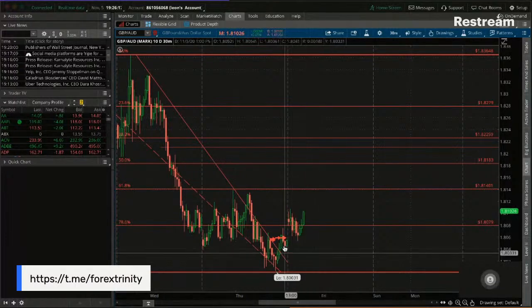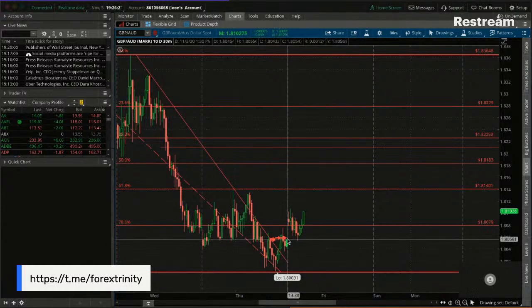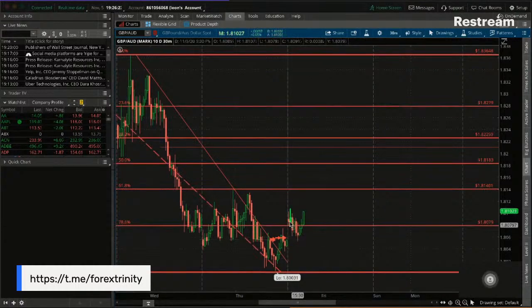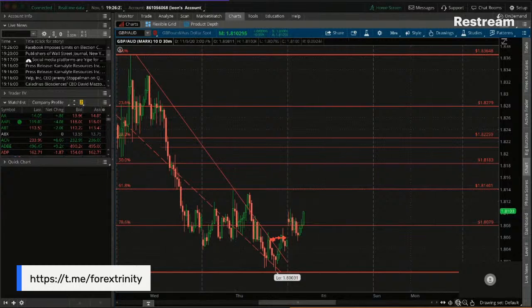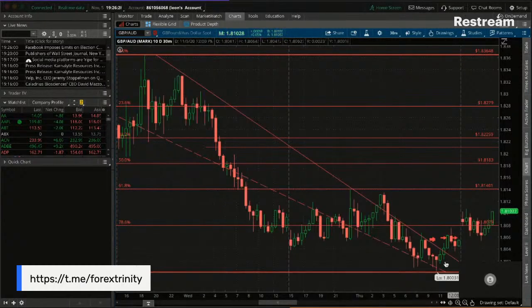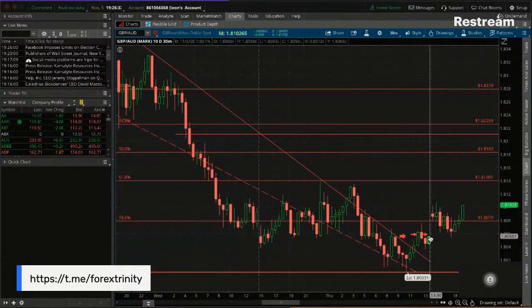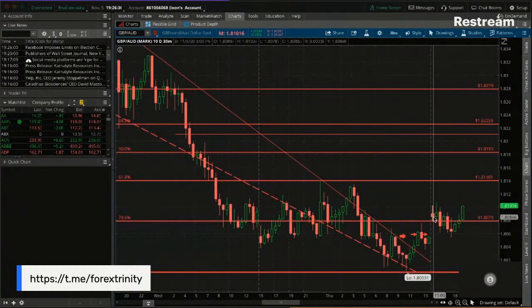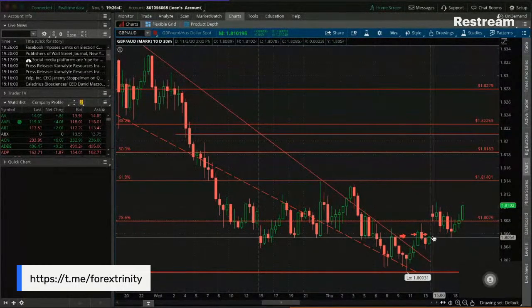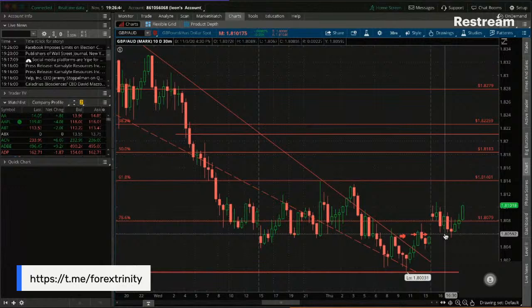So you see here, we got in right here, and then it gapped all the way up. We could have closed out at 50 pips. Take a look at that. Where we got in at, it gapped all the way up here. We could have got out, right? It was 30 pips, but it drew back.